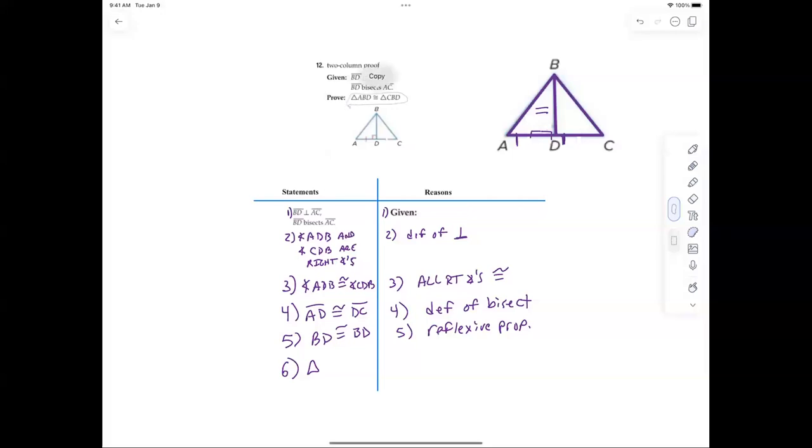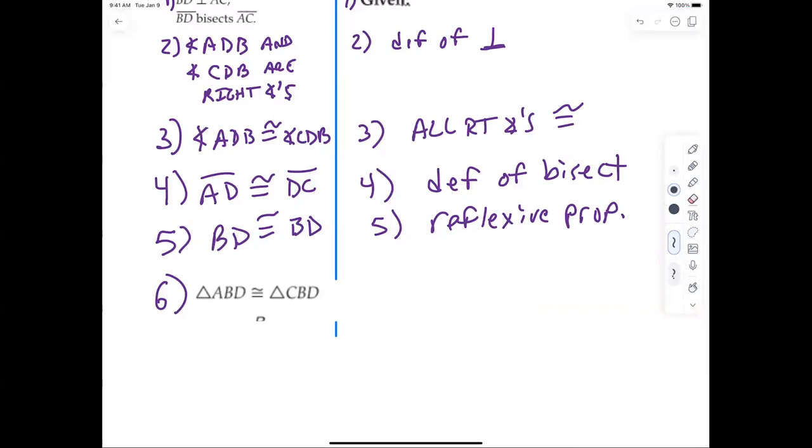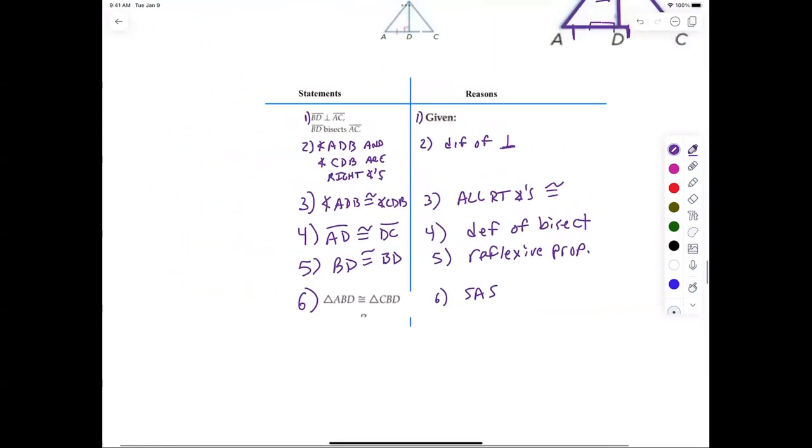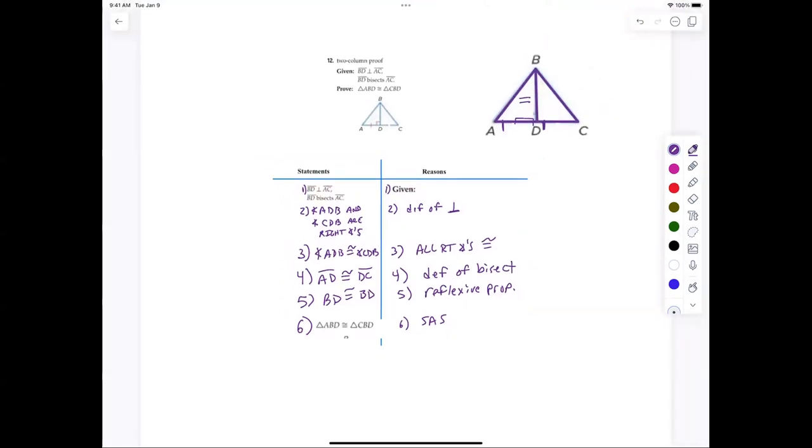Let me just go ahead and grab this. So this, I'm just gonna put down here. And we know that's true because why? Side, angle, side. Anybody have any issues with that?